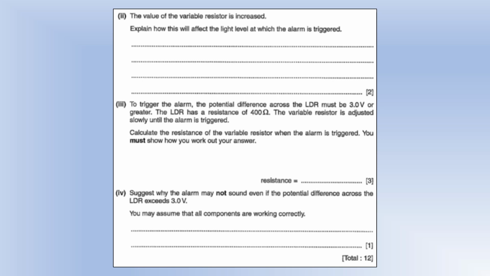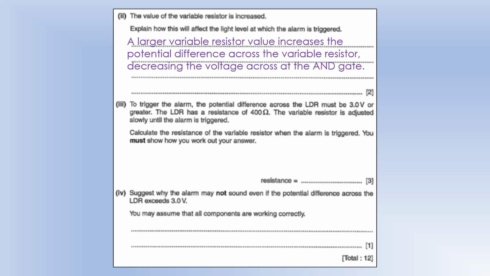The value of the variable resistor is increased. Explain how this will affect the light level at which the alarm is triggered. Okay, so a larger variable resistor value increases the potential difference across the resistor and therefore decreases the voltage at the AND gate. So it's going to have to be much darker before the voltage at the AND gate increases enough that it crosses the threshold and it actually activates the AND gate in the circuit.